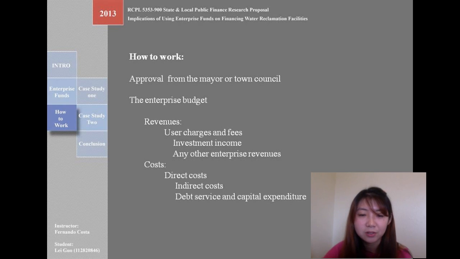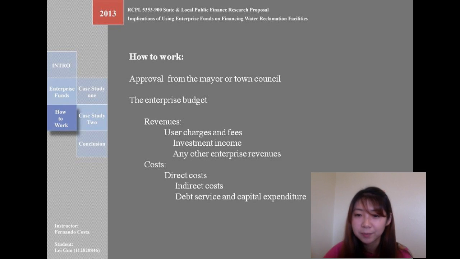The costs include direct costs, indirect costs, debt services, and capital expenditure. In order to find out whether the enterprise fund is positive or negative at the end of each year, the enterprise fund should be assessed. If the performance of the enterprise fund is positive, the retained earnings will be used as a preparation for emergency reserve for next year, and the director of accounts should submit a balance sheet about that. If the performance is negative, it means a deficit exists in the enterprise fund, and the situation should be considered in the next year's budget.